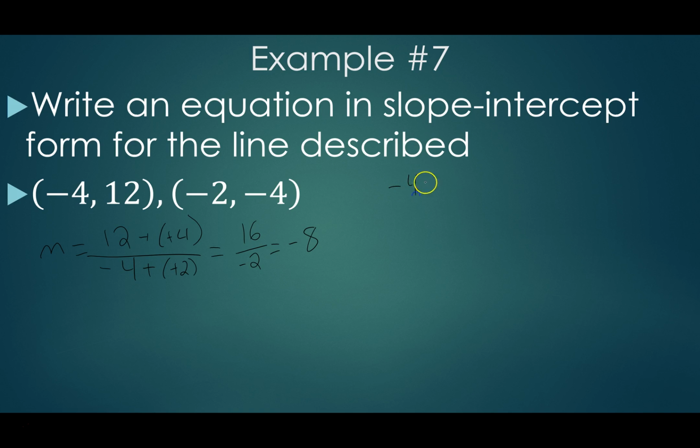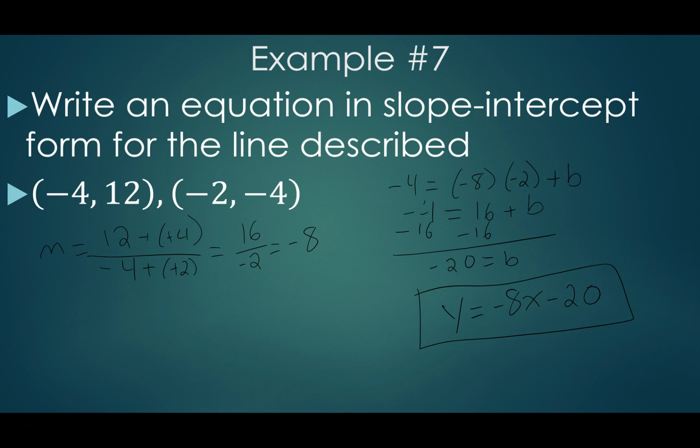So it's the y value equal to our slope times the x value plus b. So negative 4 equals 16 plus b. So if we subtract 16 from both sides, we get negative 20 equals b. So our equation would be y equals negative 8x minus 20.